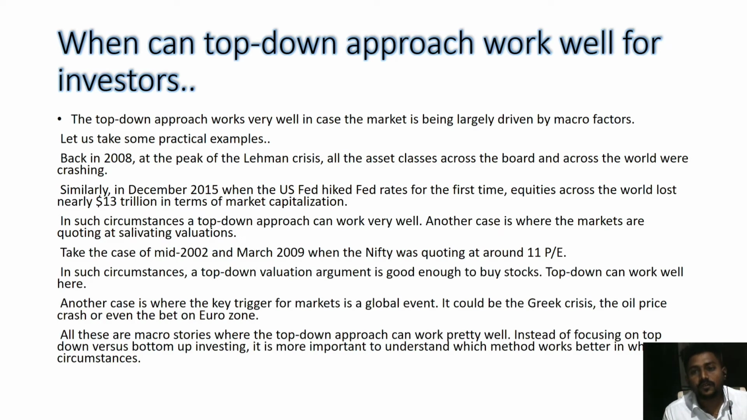Where can the top-down approach work well for investors? The top-down approach works very well in case the market is being largely driven by macro factors. Let us take some particular examples. Back in 2008, at the peak of the Lehman crisis, all the asset classes across the board and across the world were crashing. Similarly, in December 2015, when the US Fed hiked rates for the first time, equities across the world lost nearly $30 trillion in terms of market capitalization. In such instances, a top-down approach can work very well.